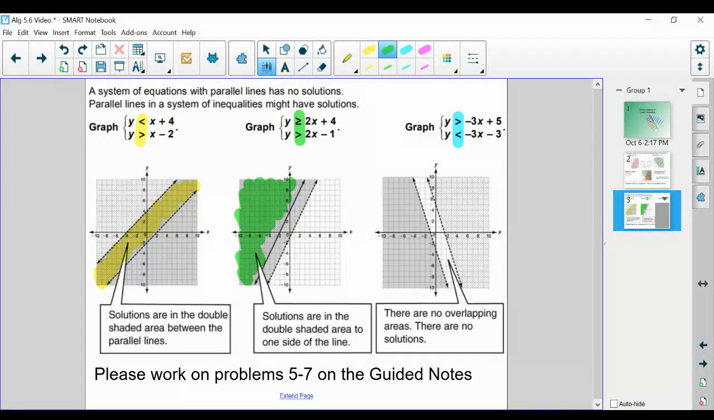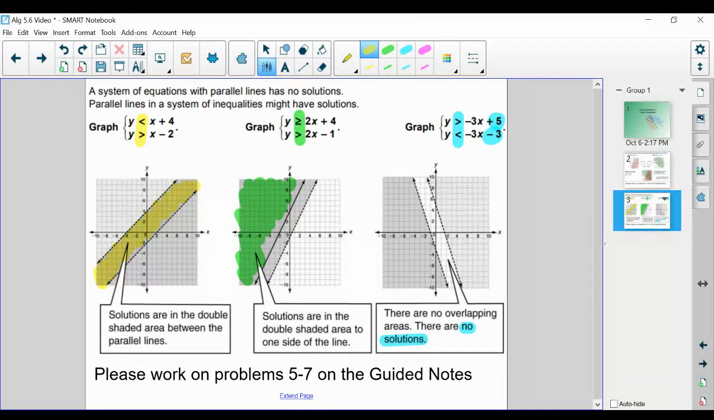And lastly, let's look in blue. There's going to be no overlapping areas here. So this is going to be what is called a no solution because there is no overlapping happening. And the reason is if we look at those y-intercepts, we're saying, hey, we're going to be shading above 5 and below -3. Well, can you think of a number that's above 5 and less than -3? No, which is why we get a no solution.